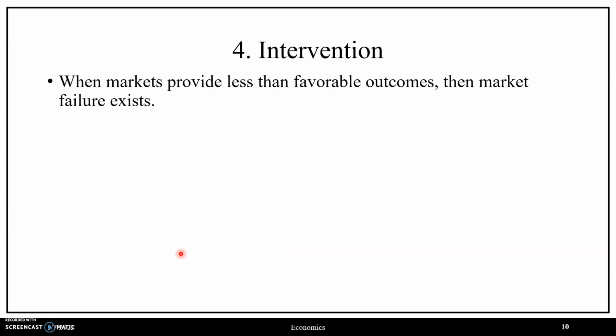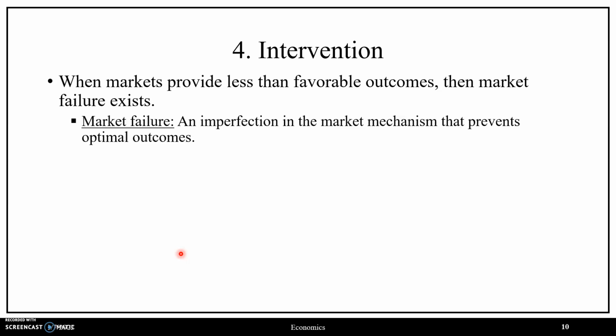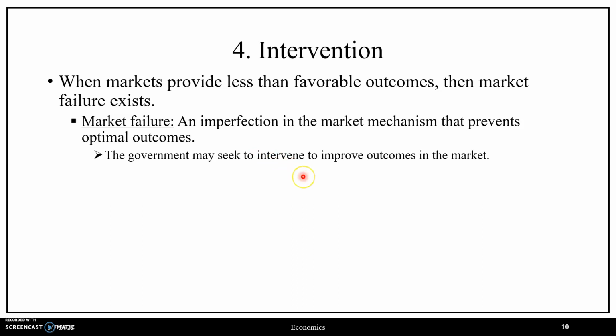With this in mind, in terms of markets and aggregate markets, sometimes these interactions between buyers and sellers produce less than favorable outcomes. So in other words, we say that market failure exists, which we can define as an imperfection in the market mechanism that prevents optimal outcomes, such that the government may seek to intervene to improve market outcomes.